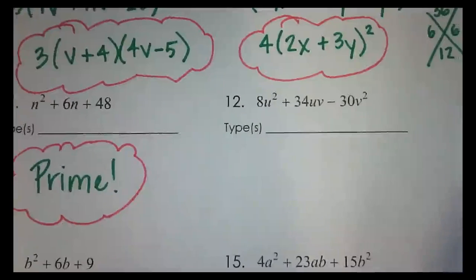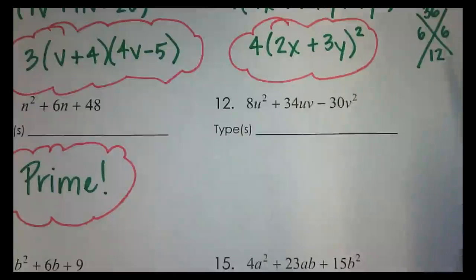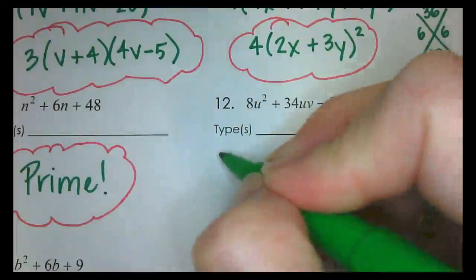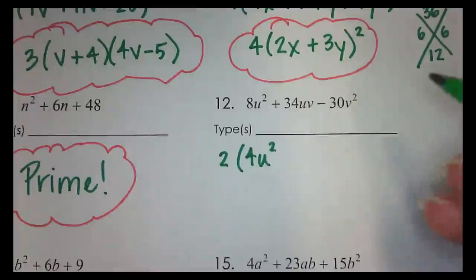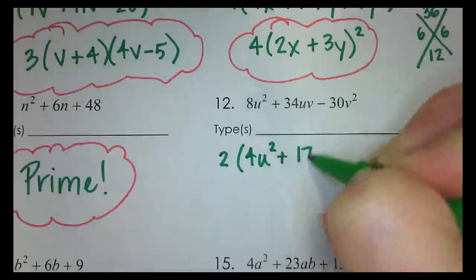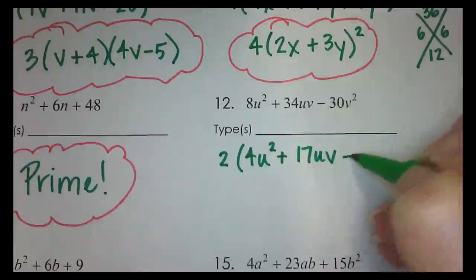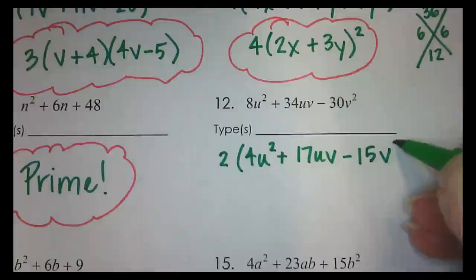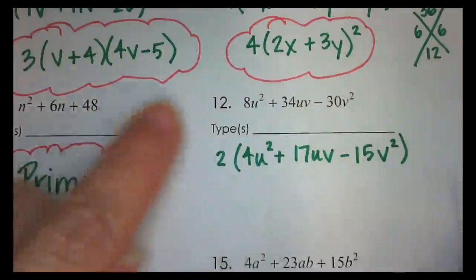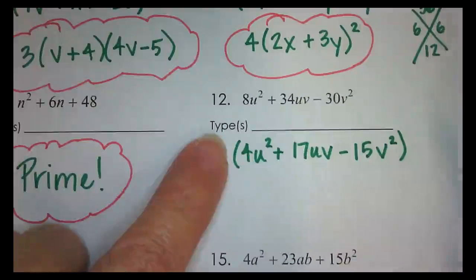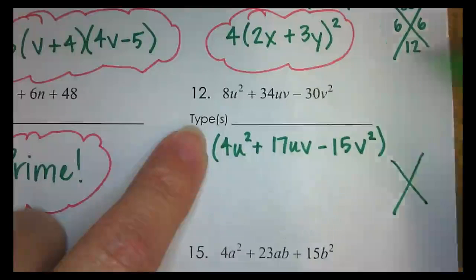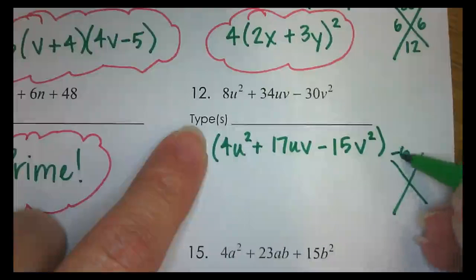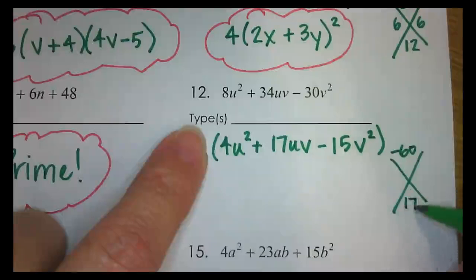All right, next up, number 12. So first thing I'm going to look for is a GCF. Looks like all of those can be divided by 2. So that would leave me 4u squared plus 17uv minus 15v squared. So I'm going to ignore the GCF for a minute. Now I'm looking at this, and this is a trinomial with a leading coefficient. So I'm going to try big X. So I'm looking for numbers that multiply to be negative 60 but add up to 17.